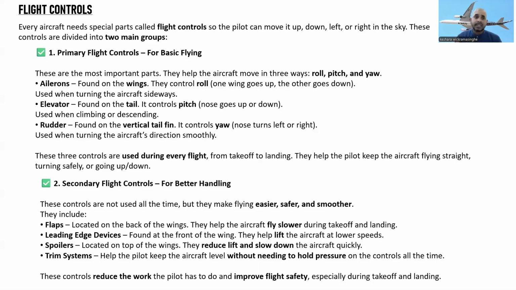Now the secondary flight controls are used for better handling. Without secondary controls, the aircraft can fly, but without primary flight controls, the aircraft cannot fly. These controls are not used all the time, but they make flying easier, safer, and smoother. They include flaps, leading edge devices, spoilers, and the trim system.